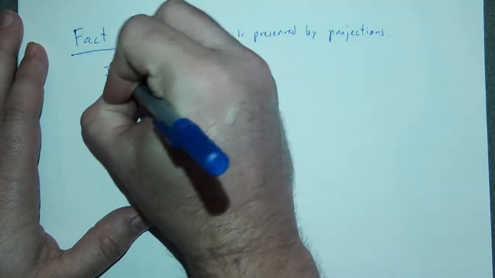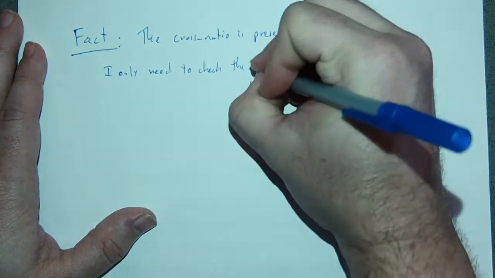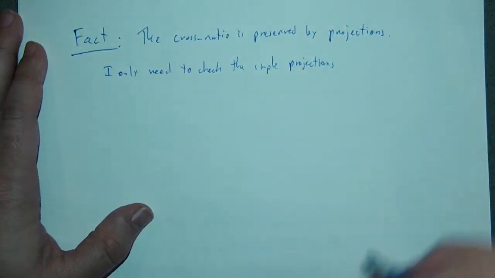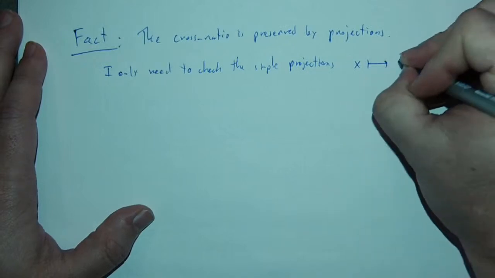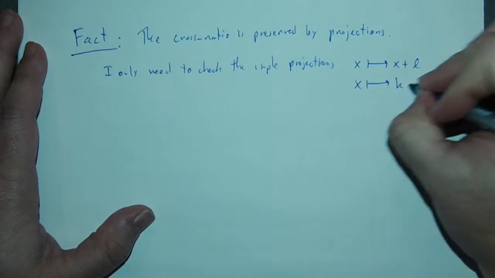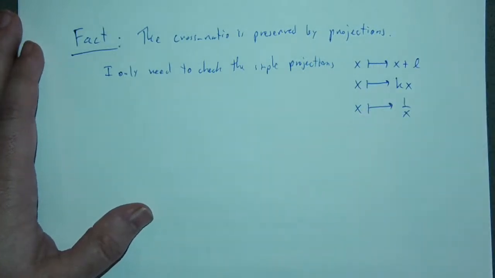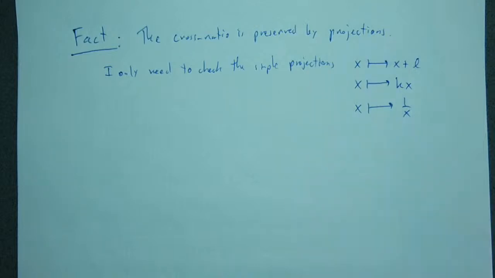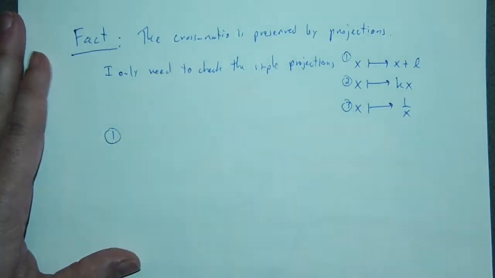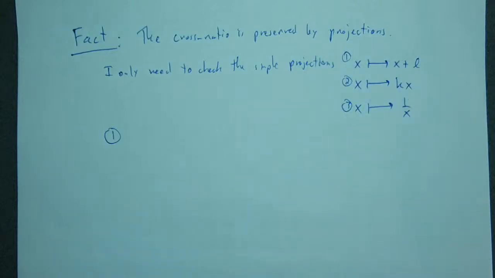So I only need to check the three things that make up every projection, the simple projections. The simple projections are the one sending x to x plus L, the dilations, and the inversions. I only need to check these because every projection is a combination of these. So I have three cases to check. Let's check the first case: projection 1 sends x to x plus L.